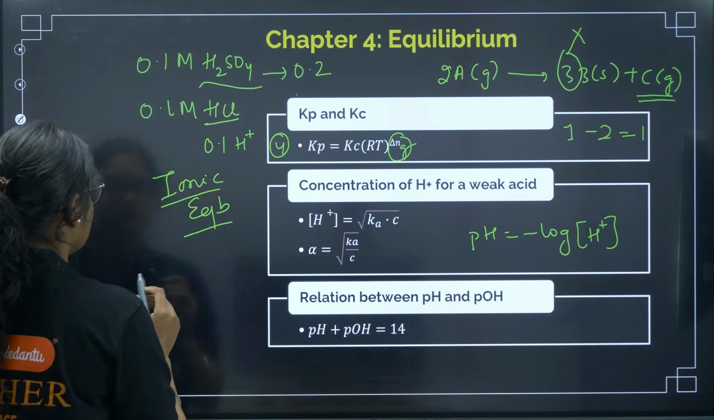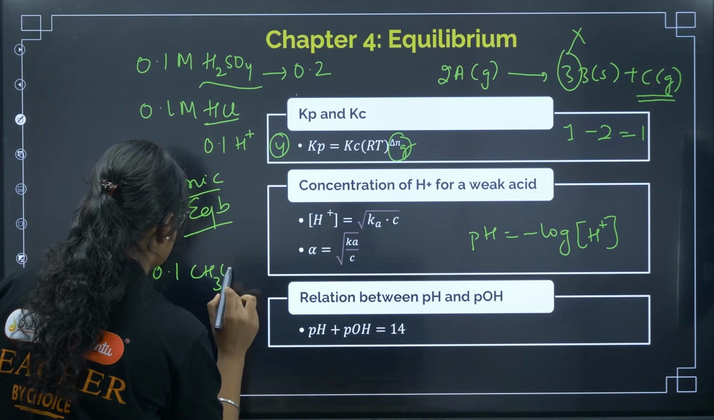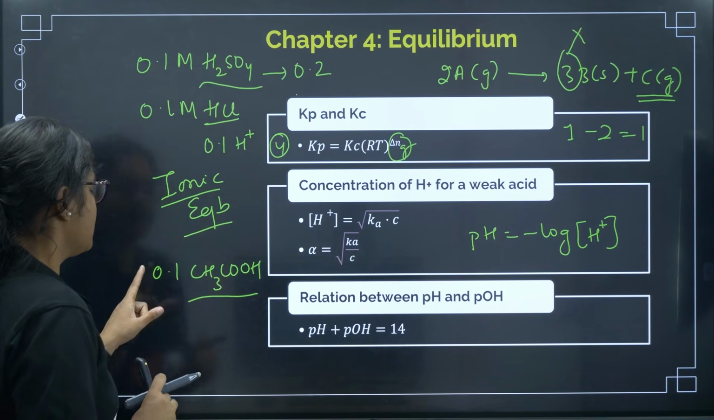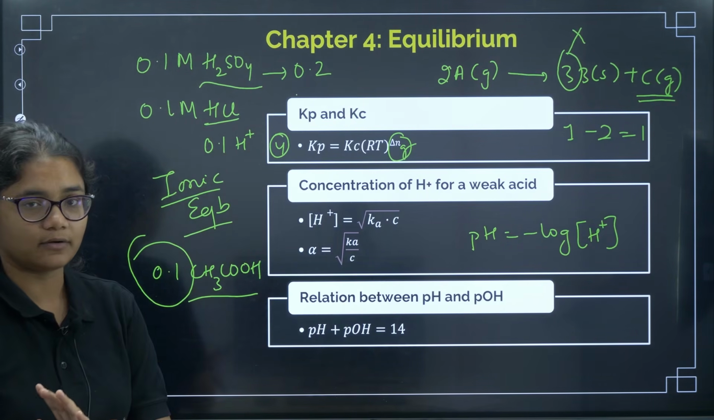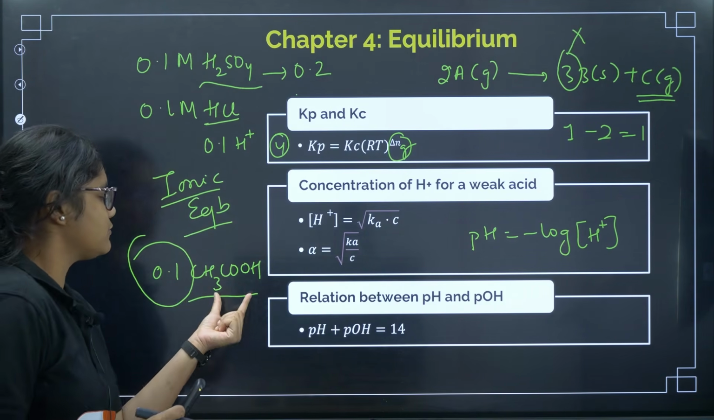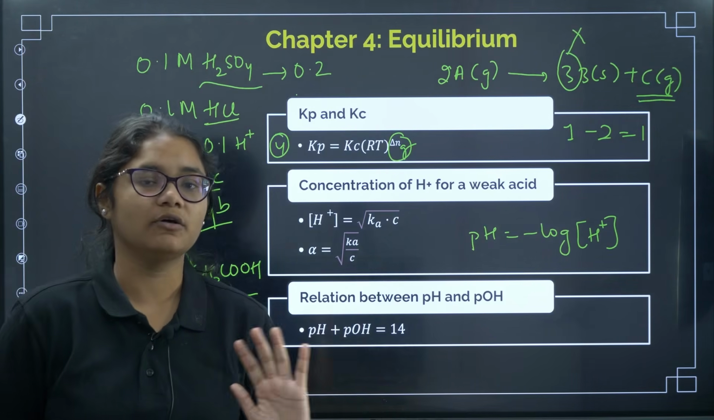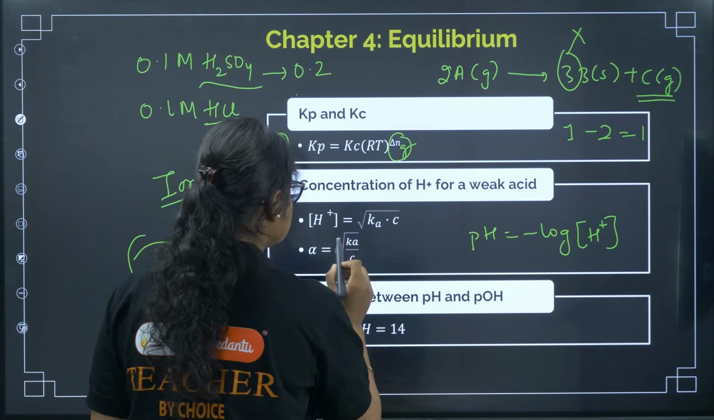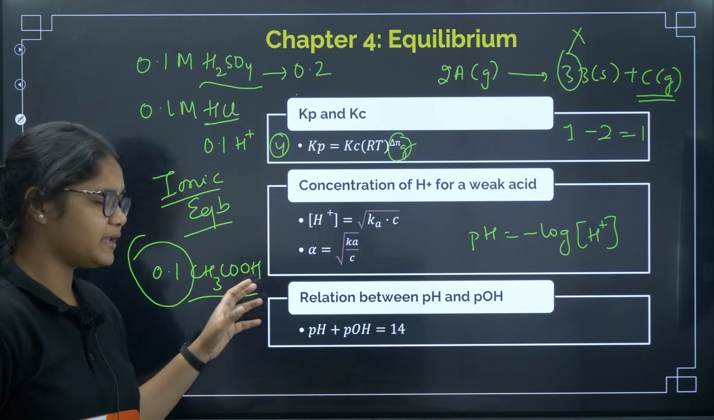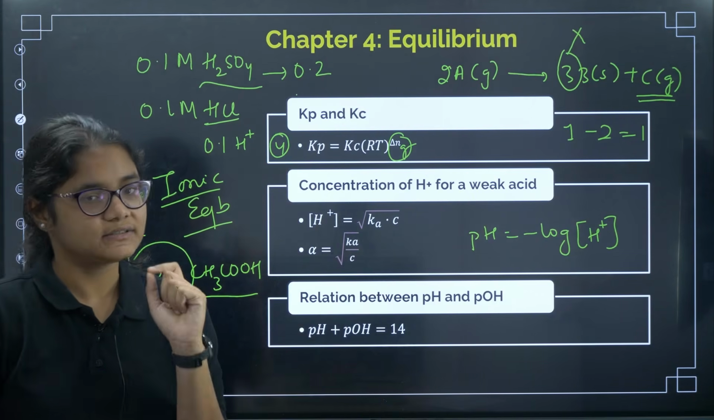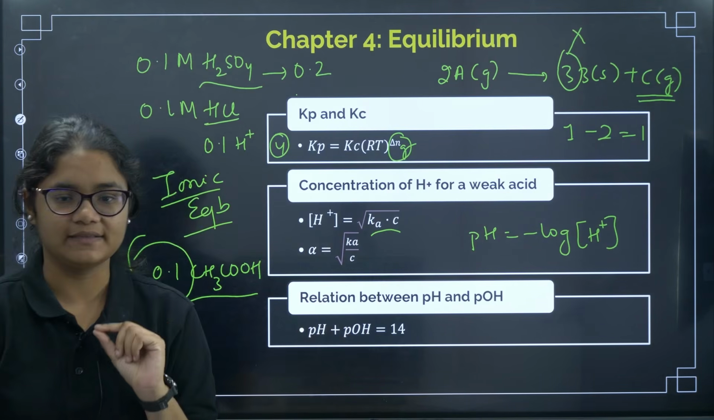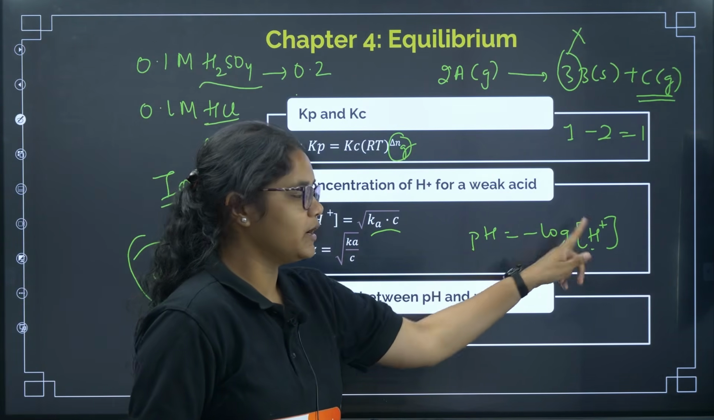But what if we have 0.1 molar CH3COOH? When this is a weak acid, we cannot consider that the number of moles of H plus is also 0.1. In case of weak acid, since the dissociation is less, we cannot assume that all 0.1 mole of CH3COOH will give you 0.1 mole of H plus. So in that case, this formula comes where the H plus concentration is root over of Ka into C. For every weak acid, the Ka value and the concentration value will be given to you. The only thing you have to calculate is that the H plus concentration will be root over of Ka into C. Once you get this, you can put that H plus value in the pH formula and get the answer.